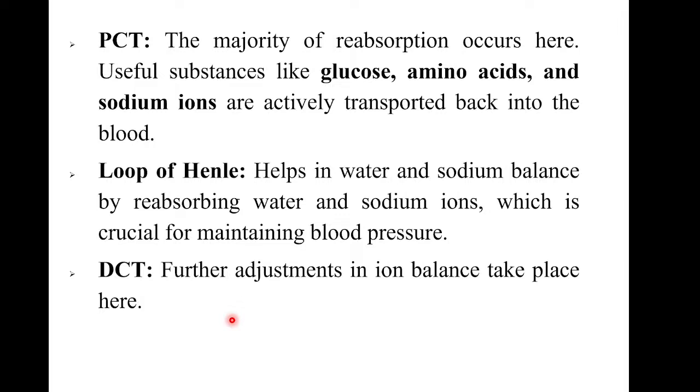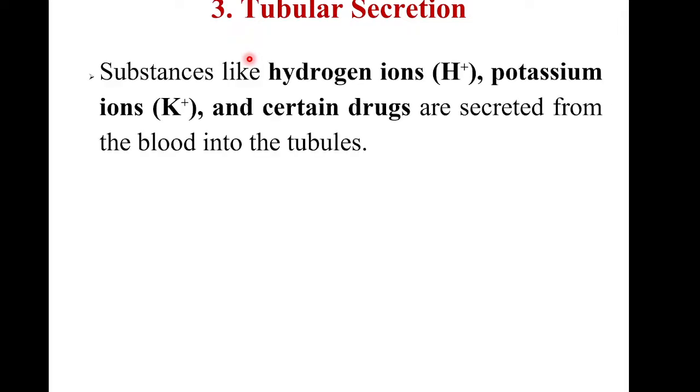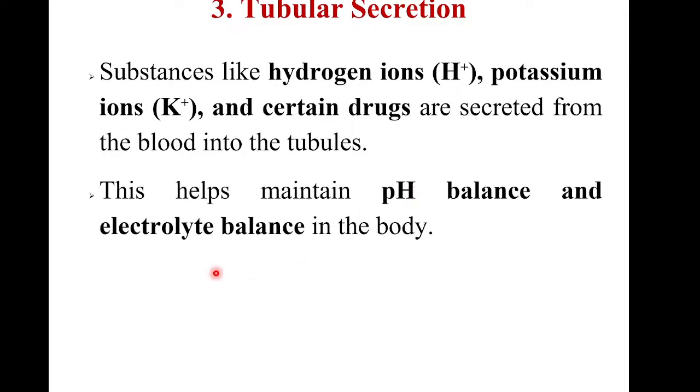Now let's talk about the third step, that is tubular secretion. Tubular secretion is the final step in urine formation. Some substances that were not removed during filtration need to be actively secreted into the tubules for excretion. Substances like hydrogen ions, potassium ions, and certain drugs are secreted from the blood into the tubules, and this helps in maintaining the pH balance and electrolyte balance in the body.